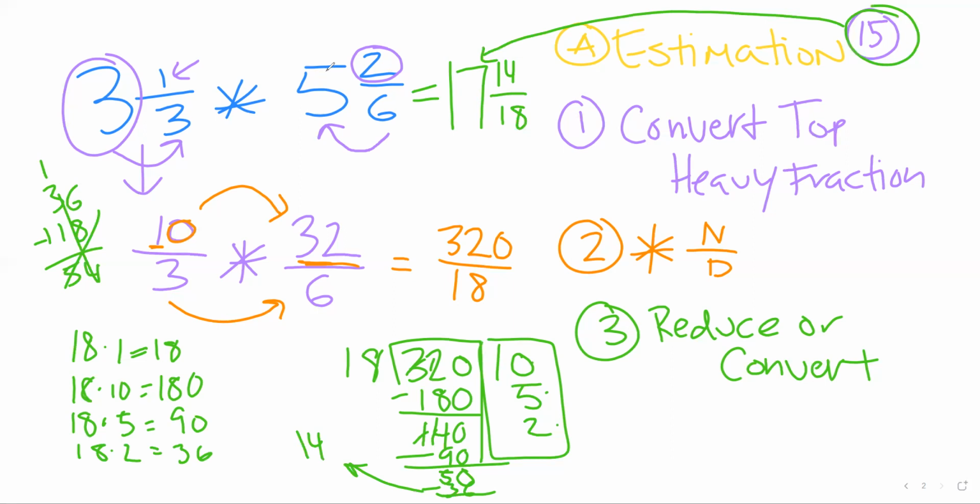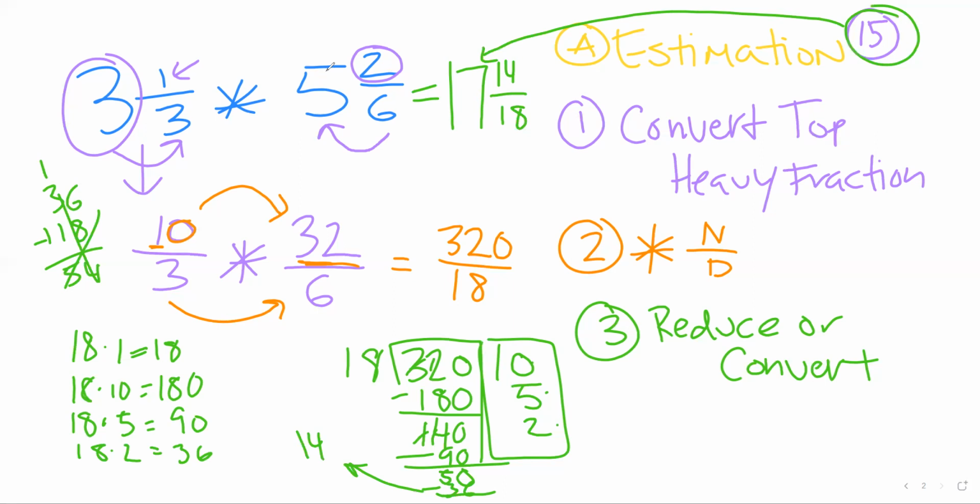So this feels good. Now, that's a lot of steps for the first problem. That was the first problem, and that really took us like 5 minutes, and that's okay, right? That's part of our process. We just follow the steps: estimate, convert them to top heavy, multiply your numerators and denominators, then reduce or convert if need be. So let's take this on, right? Let's continue to practice this process.